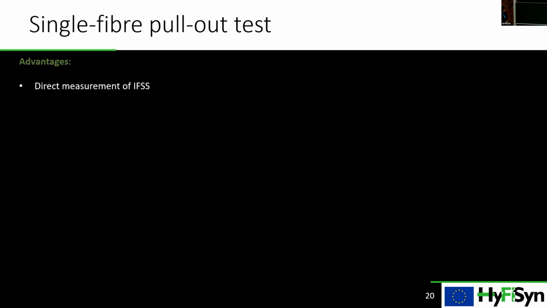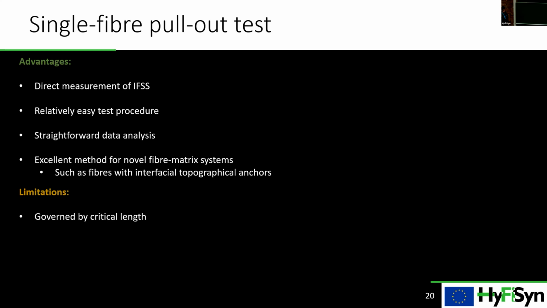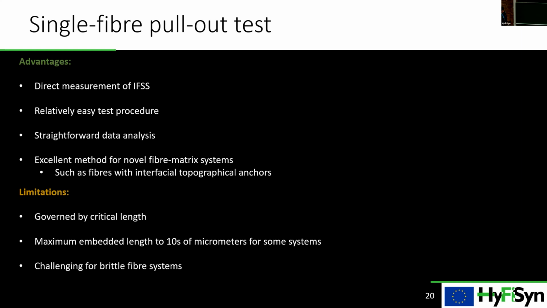What are the advantages? It is a direct and easy way to measure the interfacial shear strength. It's relatively easy to do compared to the single fiber fragmentation test, with straightforward data analysis. And it is an excellent method for novel fiber-matrix systems, such as fibers with interfacial topographical anchors. But there are some limitations. It is governed by the critical length, so you should be careful of the free fiber length and also the embedded length. The maximum embedded length is only tens of micrometers, so it is really hard to handle. And it is a little bit challenging for brittle fiber systems.